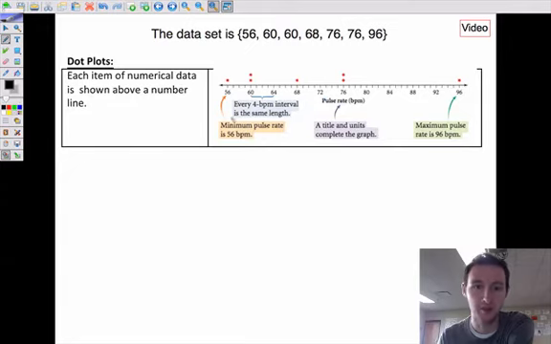The minimum is the furthest down. You don't need to make your line go any further down than that. Put a little title on it, and then there's your maximum there. But a dot plot basically just shows how many of each value there were. So obviously there were two people with a pulse rate of 60, two people with 76, one of 68. Pretty self-explanatory, I think.